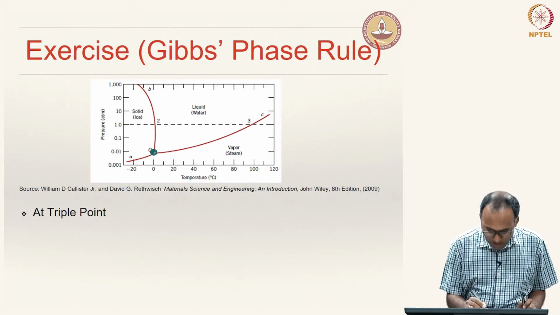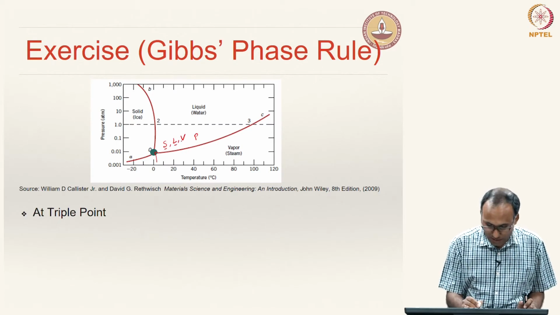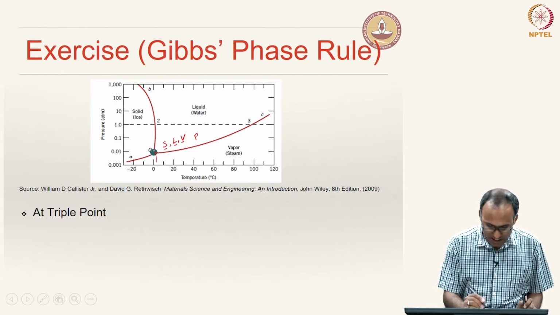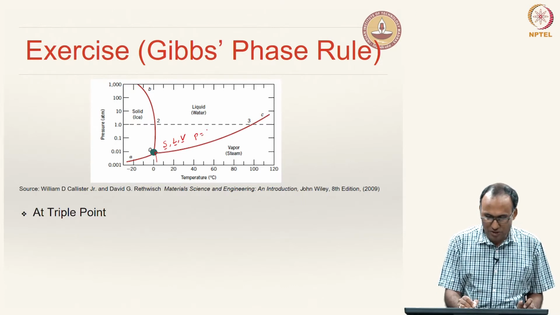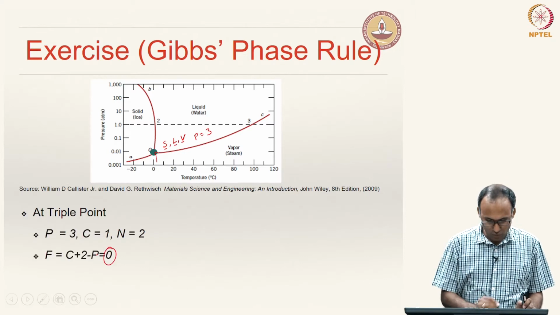So, how many phases coexist here? Both solid, liquid and vapor. Sorry, not all three, solid, liquid and vapor. All three phases coexist at the triple point, and hence the number of phases present is 3. And then if you calculate F, it is 0.